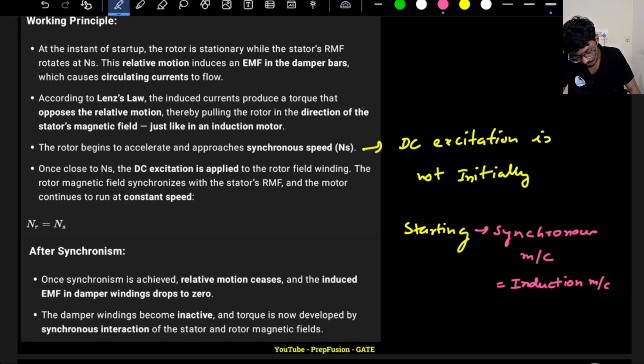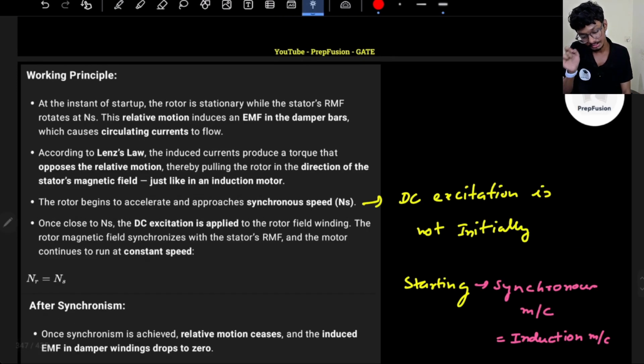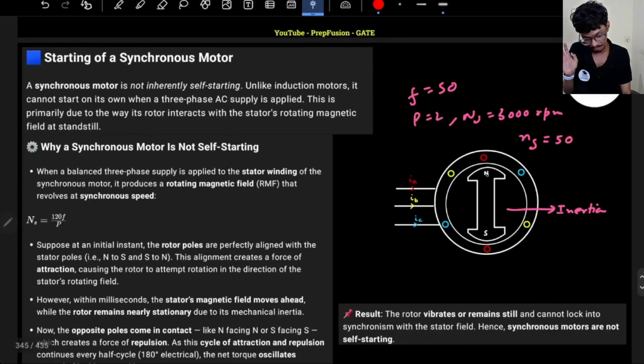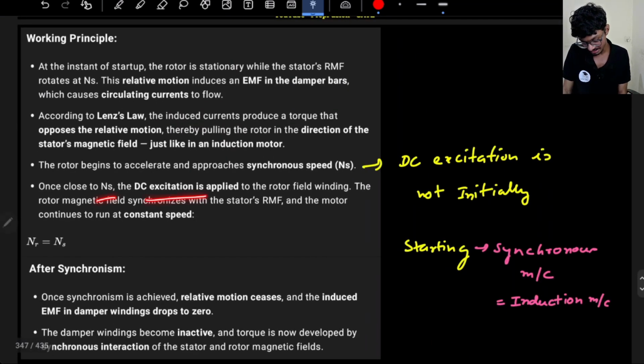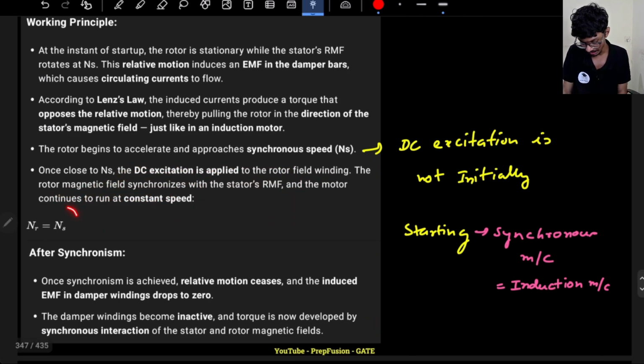Okay, and during running, what do you do? Initially, as my nr reaches closer towards ns, then I provide dc excitation, then this locking will work. Then the stator magnetic field and the rotor magnetic field will be able to lock, because it is very near, right? So it will be able to lock. So once close to ns, the dc excitation is applied to the rotor field winding. The rotor magnetic field synchronizes with the stator's rotating magnetic field, and the motor continues to run at constant speed. Okay, so nr becomes ns.